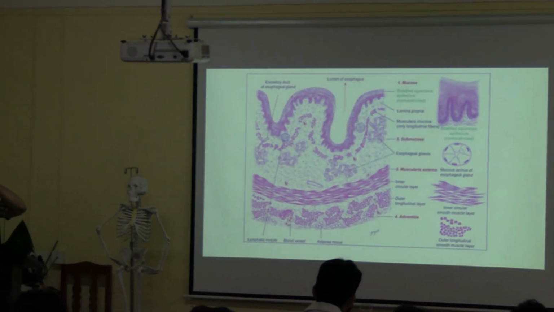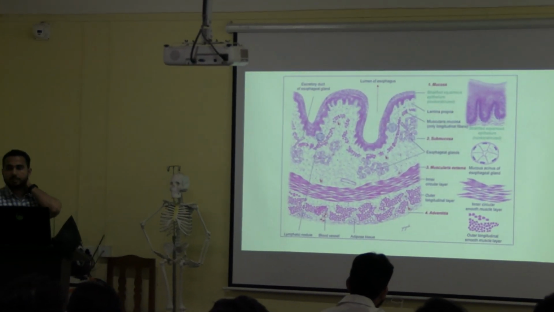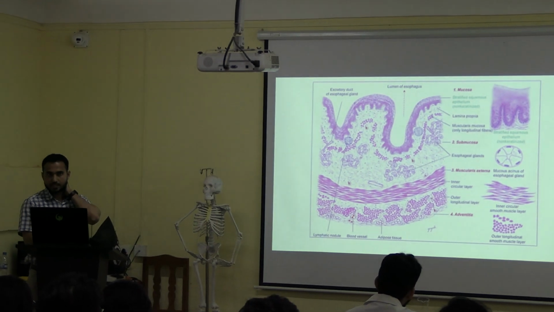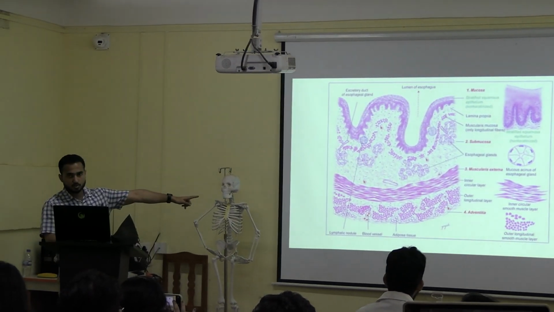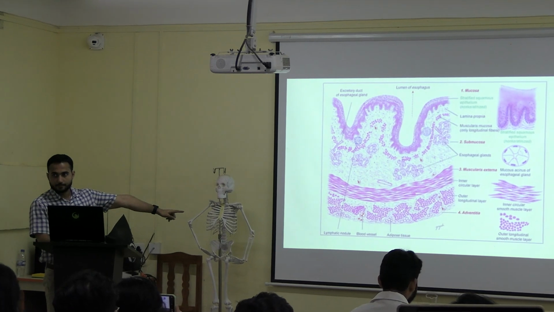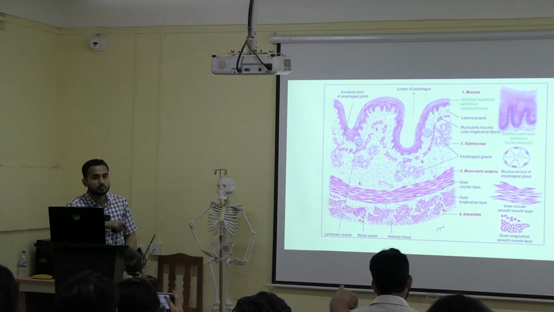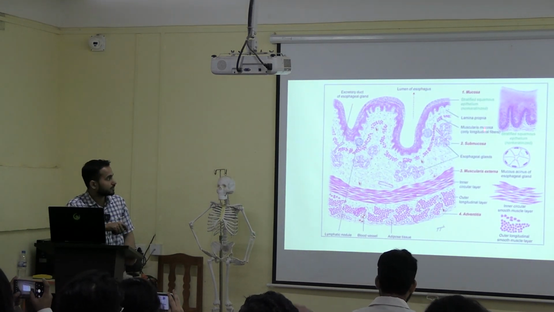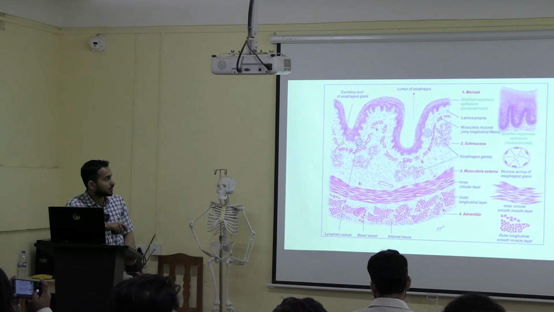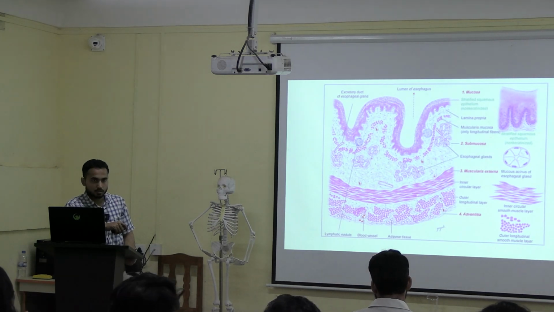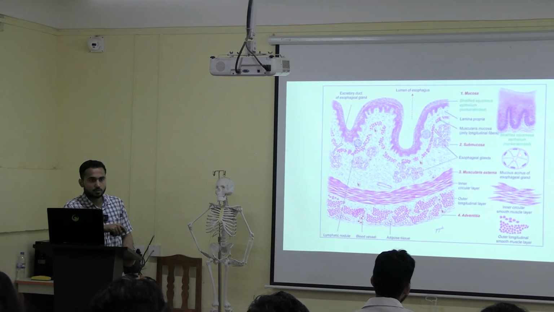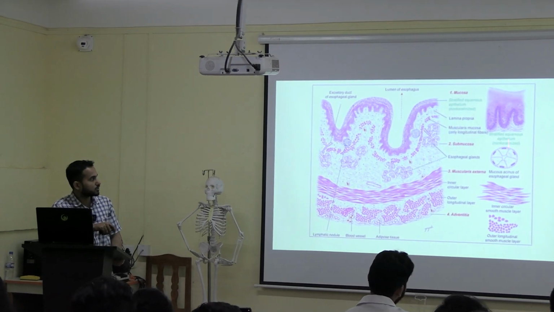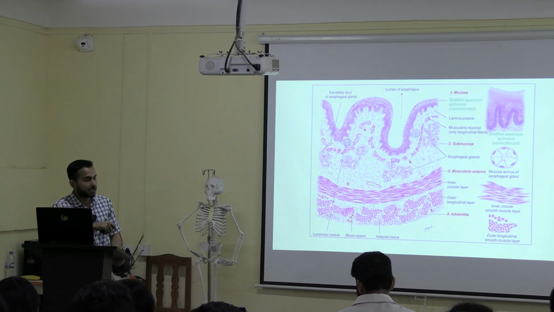This is the schematic diagram which you have to draw in your practical notebook. The previous diagram you don't have to draw. This diagram you have to draw, only this part, and the labeling should be there. This thing you don't have to draw. Only this part, these labelings and this diagram.